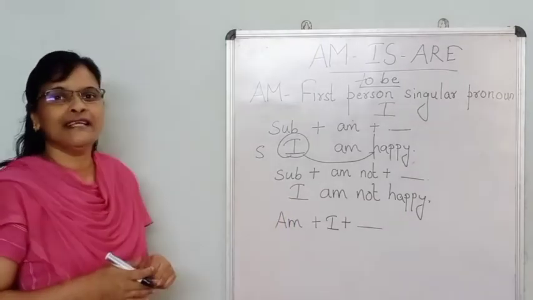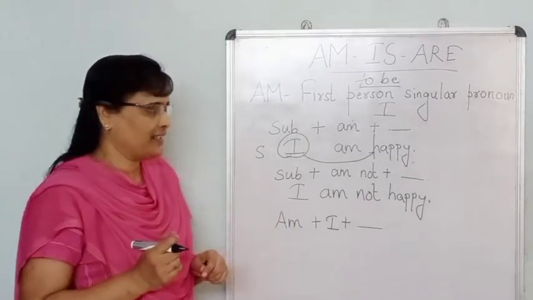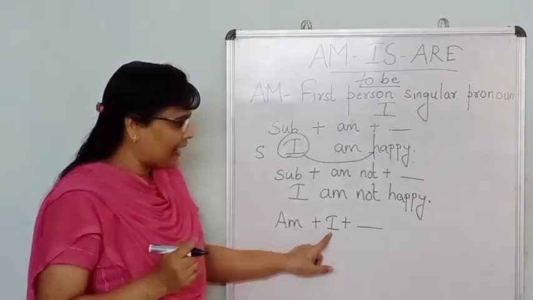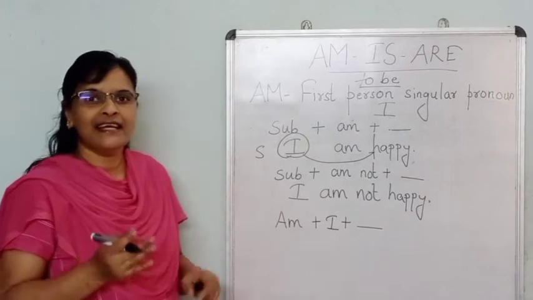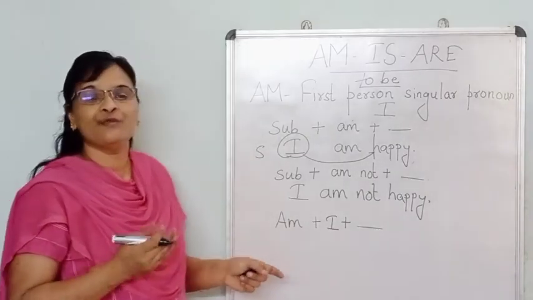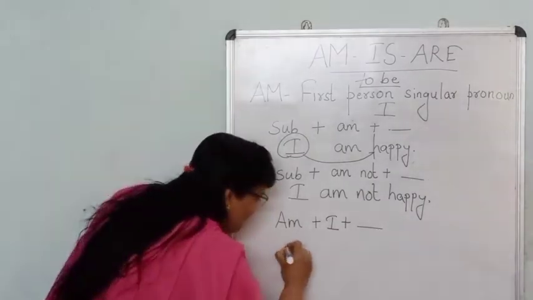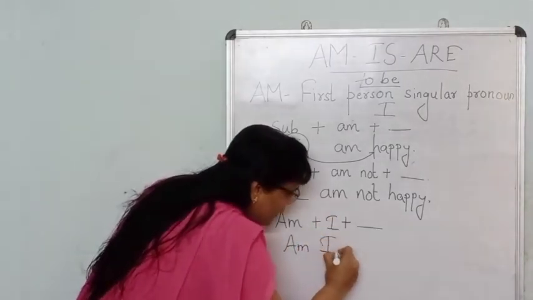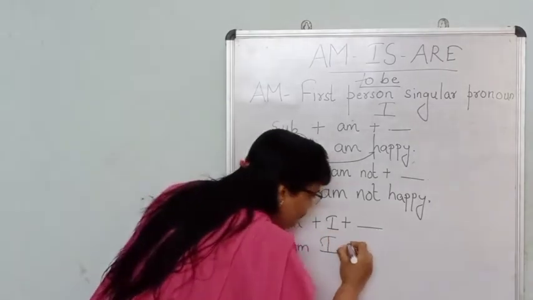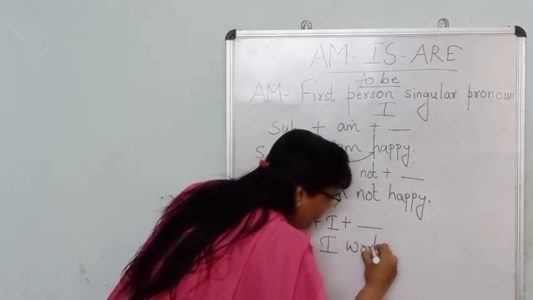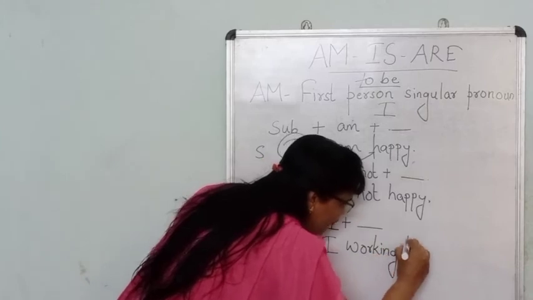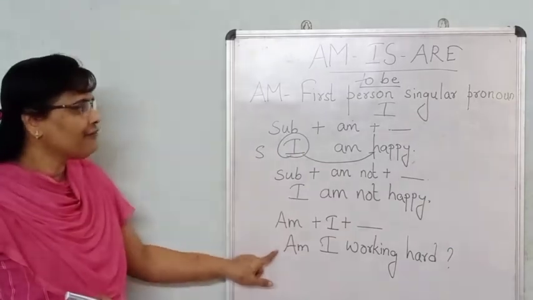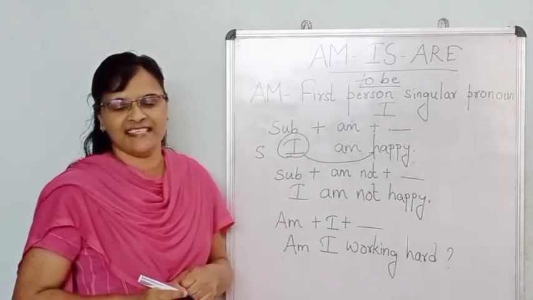Now let's come to interrogative sentence, that is question. This is the format. First you have to write am, then I, then the rest part of the sentence. Let's just understand this with the help of an example. Am, then I, then working. Am I working hard? And then put the question mark. So this is the format of interrogative sentence.